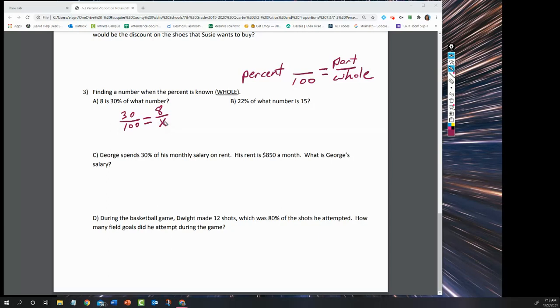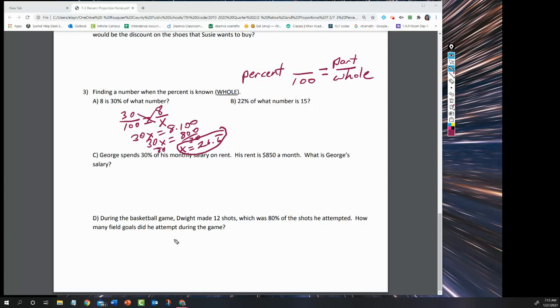Here's my proportion, and all I have to do is cross multiply. So 30x is equal to 8 times 100. 30x is equal to 800, and now this is my one-step equation that I can solve. I want to get rid of the times 30 by dividing by 30. So I do that to both sides, and I find that x is equal to 26.6 repeating. So what does that mean? It means that 8 is 30% of the whole amount, 26.6 repeating.